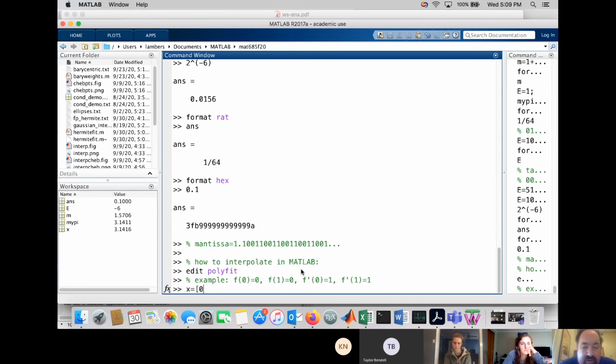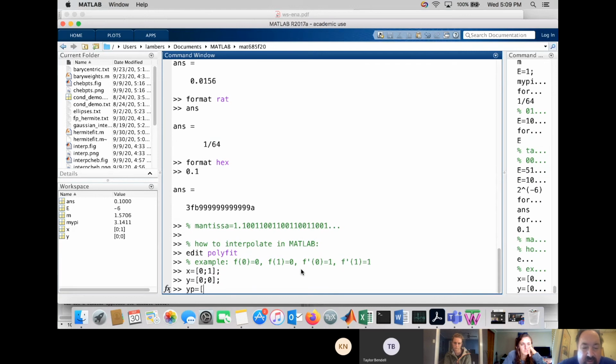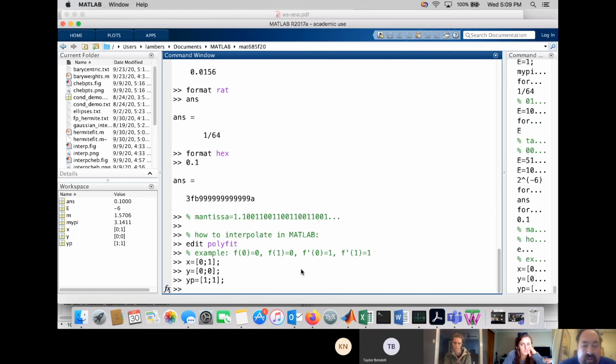So my x values are 0 and 1. My y values are 0s. My y prime values are 1s. So now I can do p is equal to Hermite fit of x, y, y prime. Oh, God.